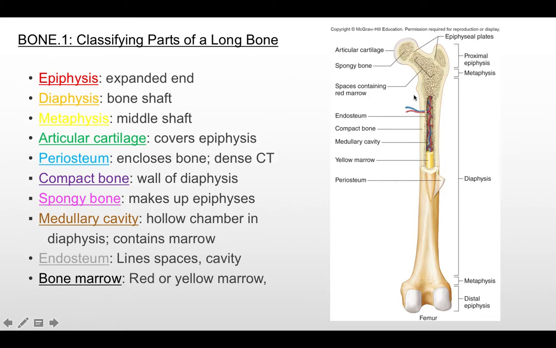The endosteum is like the periosteum, but for the medullary cavity, it's a protective lining that sits inside here. And then lastly, bone marrow, like I mentioned, was either red or yellow, and it sits either in the medullary cavity or within the spongy bone spaces. Those spaces allow for a little bit of flexibility in your bones so that they don't shatter upon impact, and they also host red bone marrow so that you can produce blood throughout the entirety of your bone.